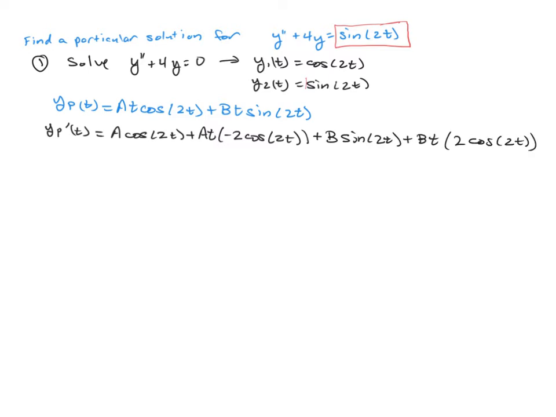Now you could actually take the derivative of this again to get the second derivative, but that's a lot of work. It's actually better to clean this up and make it simpler before taking another derivative. So let's rewrite our yp prime of t. And first look at the cosines. We've got 2bt of them plus a of them. So that's our new coefficient times the cosine of 2t.